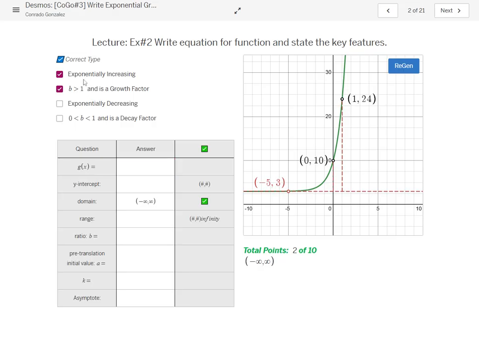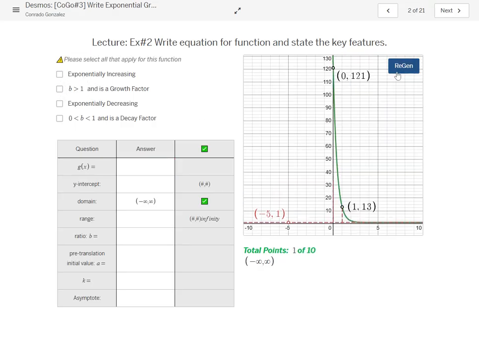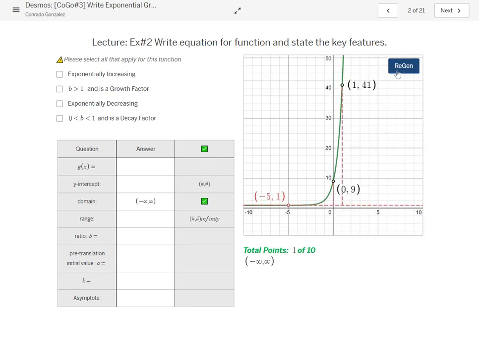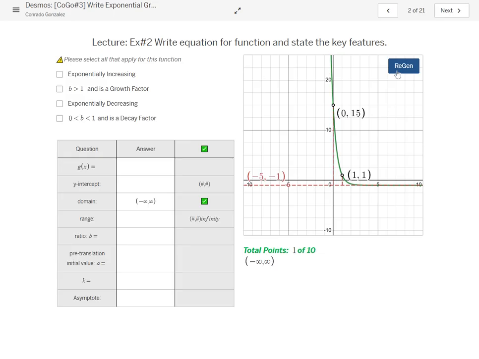All the answers. Let me regenerate another one. All right, let me generate one that I like. You don't get a choice. You get whatever you get, right? So you're going to get a curve, and you don't really get to regenerate it. You're going to be stuck with whatever you get.